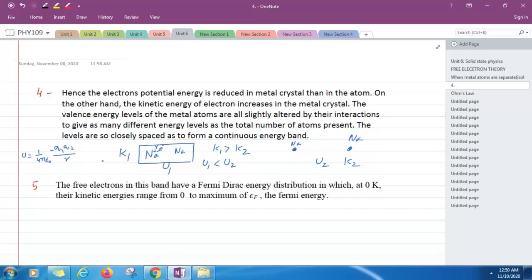And the free electrons in this band have a Fermi-Dirac energy distribution, in which at 0 Kelvin their kinetic energy ranges from 0 to epsilon f. What is epsilon f? Fermi energy. These are the main points of the free electron theory. So I am going to use these points to derive Ohm's law.